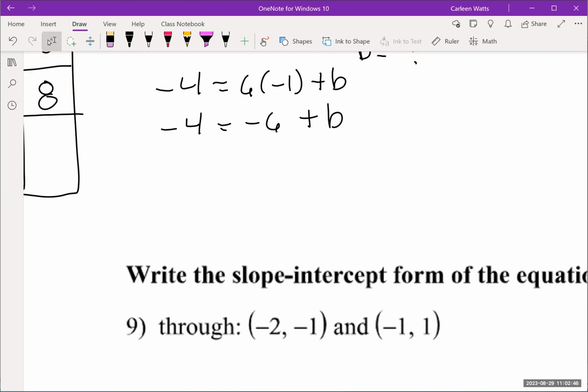Wait, did I do something wrong? Oh, yes. No, you're ahead of me, huh? Yes, you're ahead of me. Okay, last step. Good job. Add 6. And B is equal to how much, Zoomers? What is B equal to? There you go. B is equal to 2.